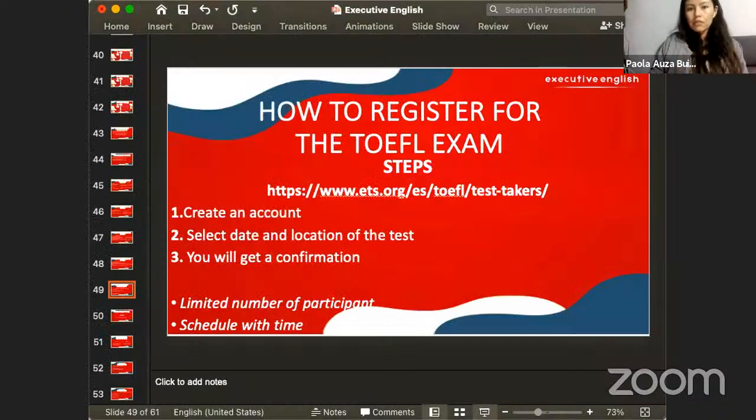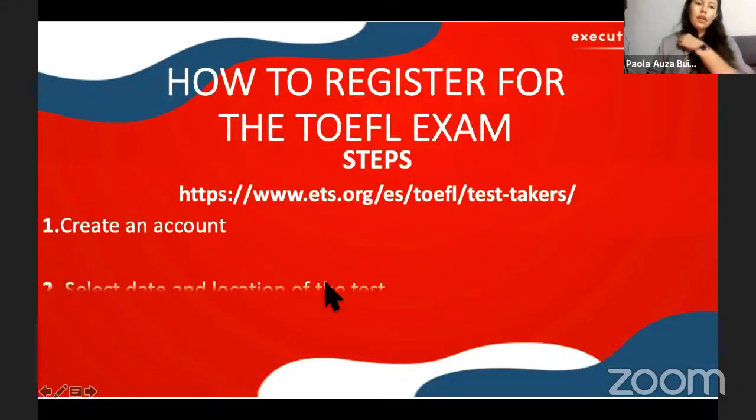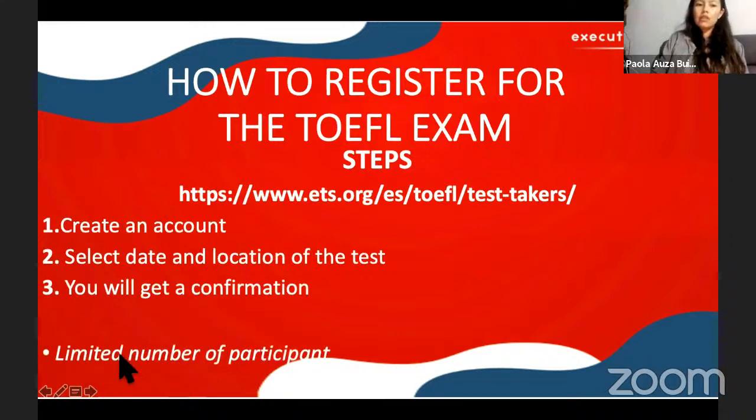Entonces ya hemos visto, ¿no es cierto? Básicamente, we have to create an account, select the date and location, and then you will get a confirmation. And remember that there's a limited number for participants. Entonces consideren eso porque de pronto se pueden confiar, pero después tal vez no se llenan los cupos.